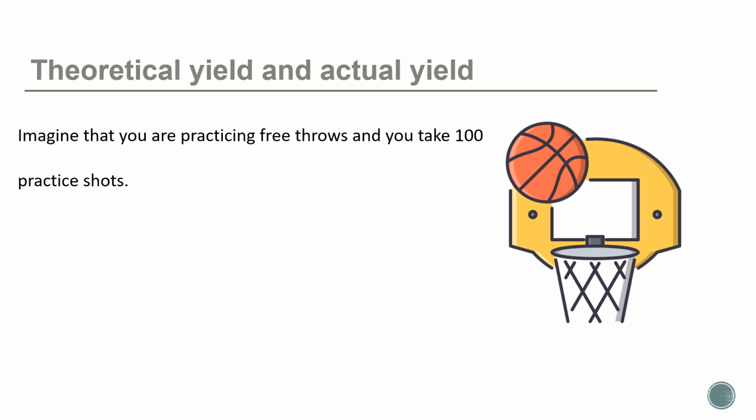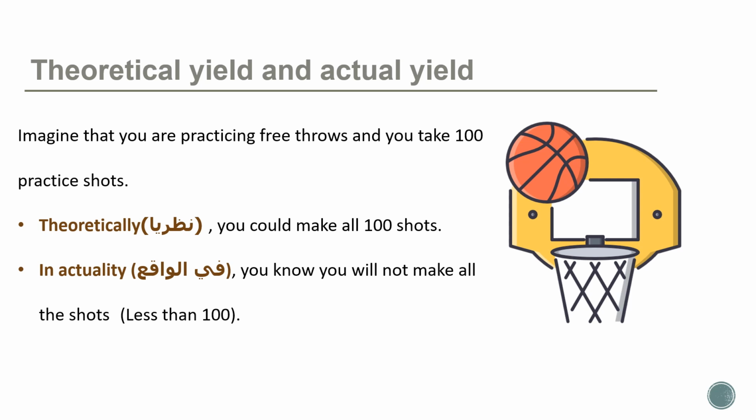So imagine you are practicing free throws and you take 100 practice shots. So theoretically, if you are a professional, you will get 100 shots inside. But in real life, you will get less than 100. So theoretically, you will get all of them maximum, and in actual life, you will get less than 100.